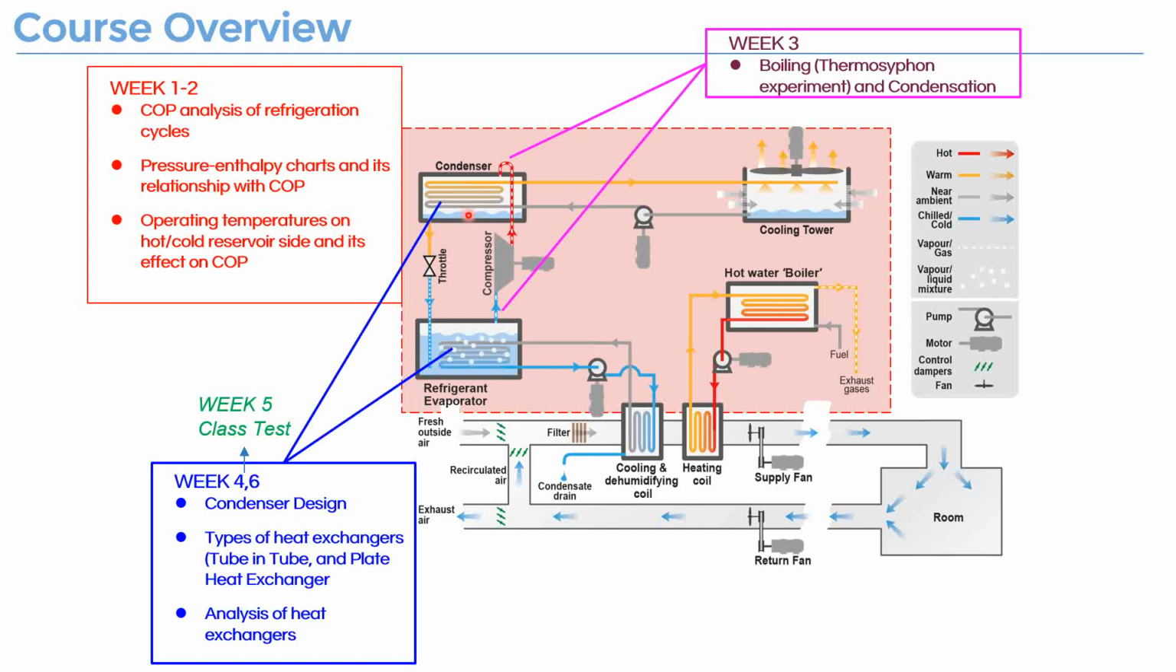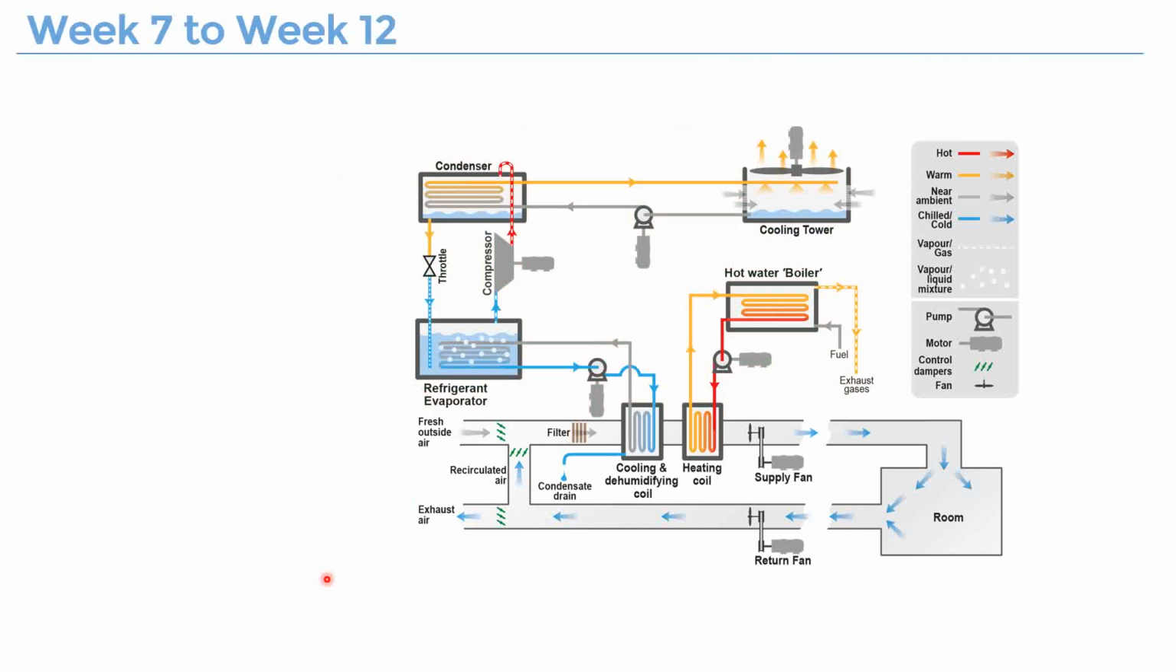Although we know all the mechanisms in this system, we still want to know what we can contribute to the current system. Can we utilize something to improve the efficiency of the heat exchanger so we could have a more significant heat exchange? So we need to look into the condenser design, between tube-in-tube and plate heat exchangers, how this works, counterflow, parallel flow, things like that. That's for weeks 4 and 6.